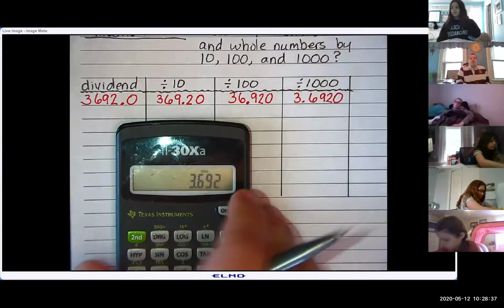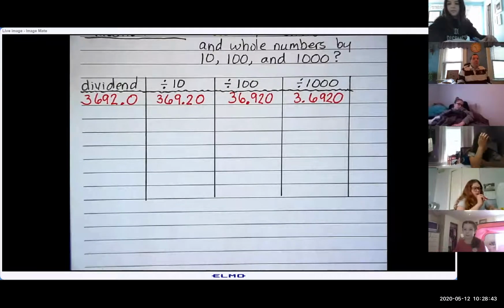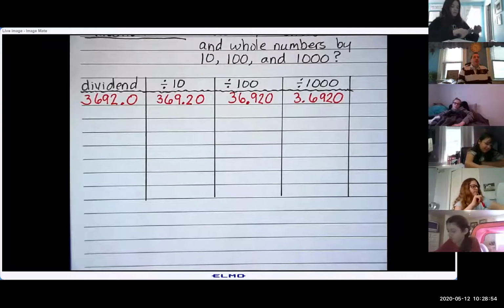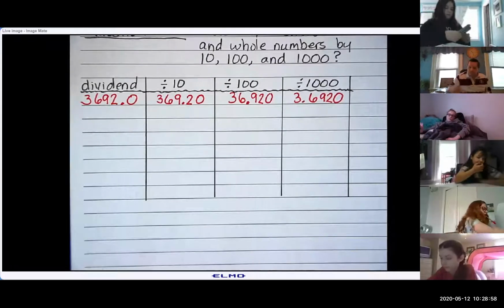Talk to me about what you notice about all of those numbers. They're all the same digits. All exactly the same digits. What's different? The decimal place is moved. Right. If you were going to explain to someone how to do this, what words would you use? What would you tell them to do?